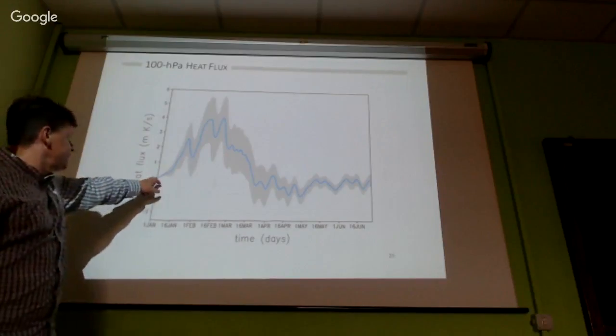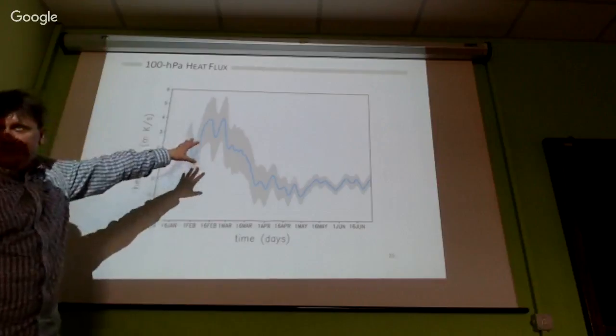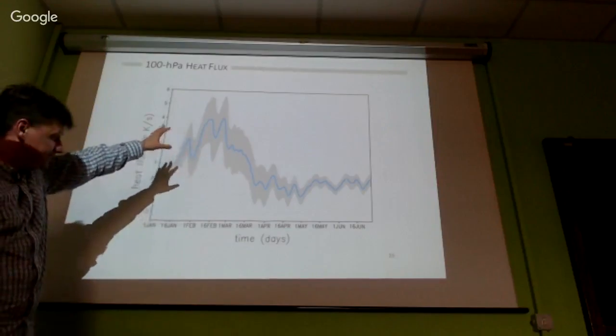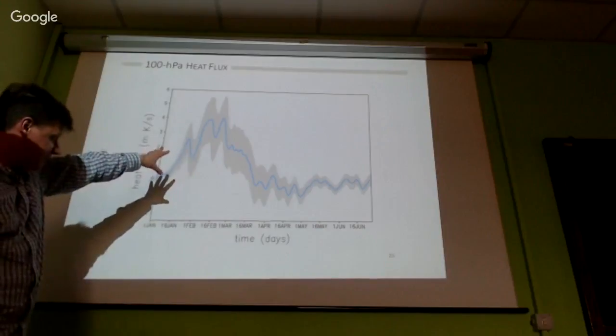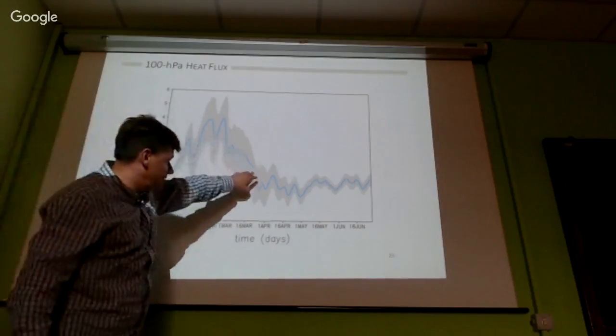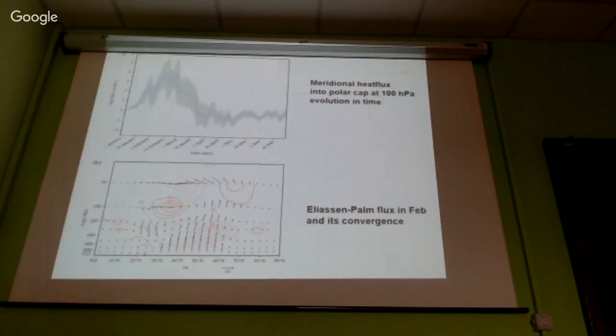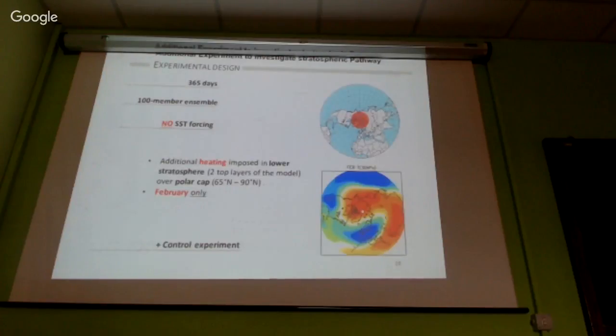picture. So we start from 0, and then there are positive heat fluxes into the polar cap in the upper troposphere and the lower stratosphere, essentially. And then as we turn off this El Niño event in the model, they decay. So the model produces these kind of heat fluxes into the polar lower stratospheric cap. This is just another picture of the same thing.